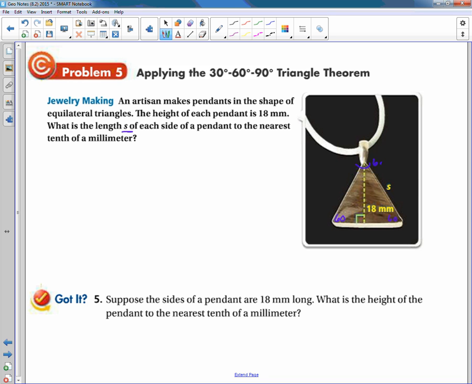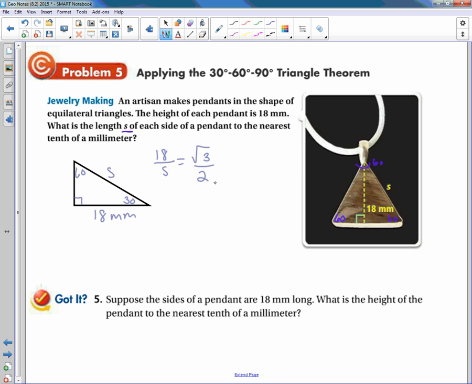So what we actually have in this situation is a 30, 60, 90 triangle. Right here, I have a 30, 60, 90, and of course my short leg would be my 60, and long leg would be here, and so this would actually be 18 millimeters right here. And the hypotenuse is going to be my side. So I'm going to say long leg, which is 18, over hypotenuse, which is S, is going to be equal to long leg, which is square root of 3, over 2.